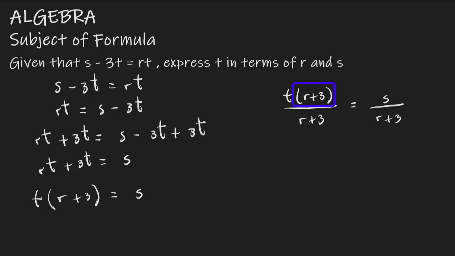I have r plus 3 in my numerator and r plus 3 in my denominator. So the two of them can divide into each other. I'm left with t is equal to s divided by r plus 3. I have now made t my subject of formula and expressed it in terms of r and s. That is my answer.